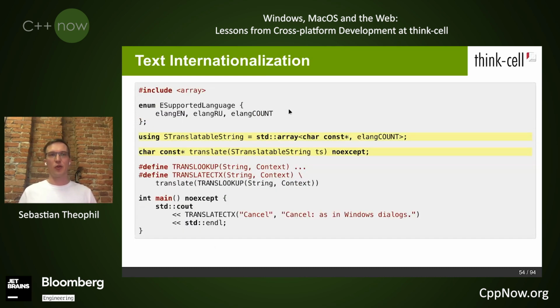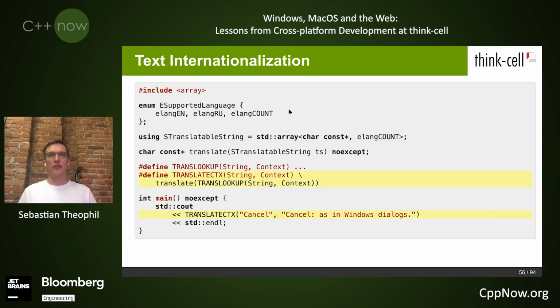So this is, in short, what it looks like. Let's say we have 2 supported languages, English and Russian. And then the translatable string is just an array of those 2 versions, the English and the Russian one. And the translate function, of course, will pick the right one, depending on our UI language. And then we have a macro, unfortunately, that does the magic, returns the correct translatable string, given the string and the context. And if you have that, then you can put it all together and here print "cancel", as in Windows dialogues, on the command line.